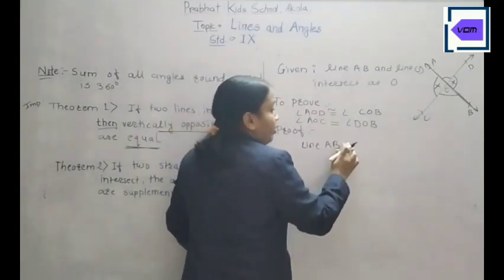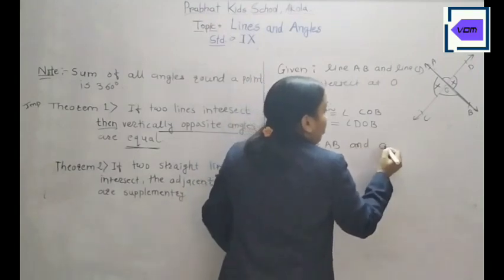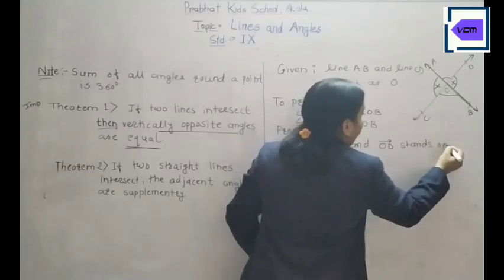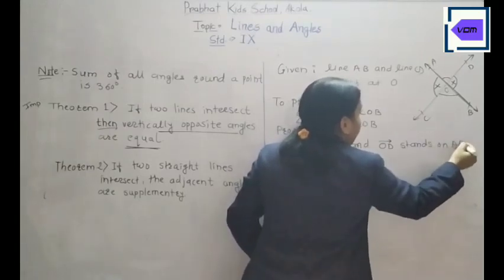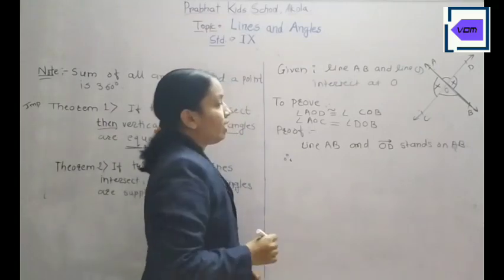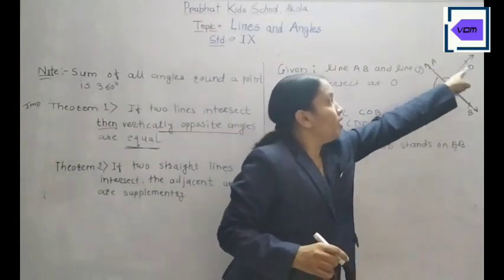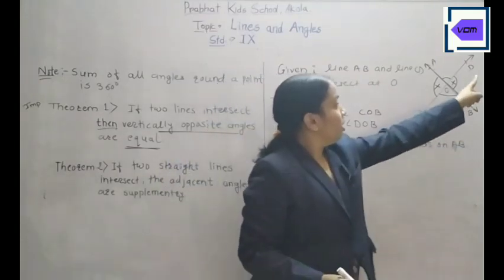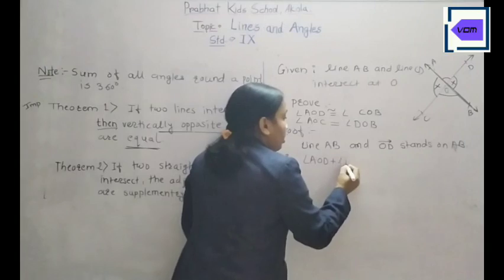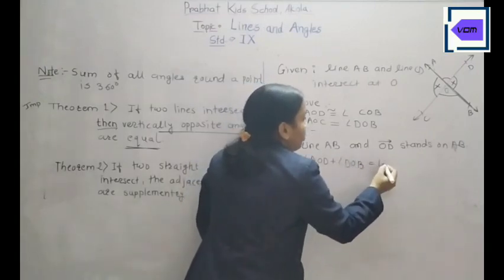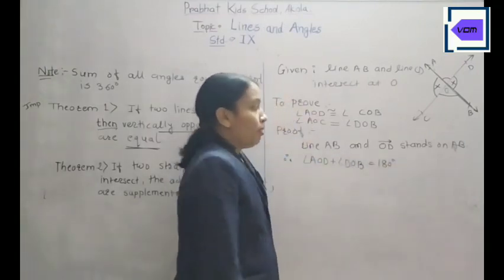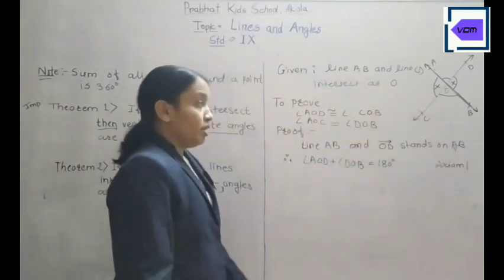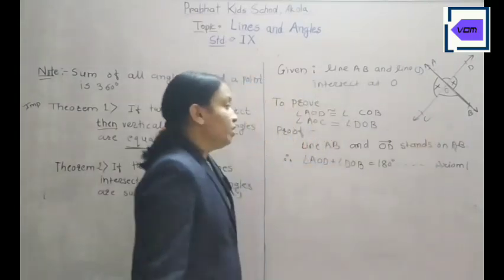Line AB and ray OD stands on AB. Therefore, the adjacent angles formed by OD are AOD and DOB. Therefore, angle AOD plus angle DOB is equal to 180 degrees. Why? By axiom 1. Okay, the reason you have to write is: by axiom 1.